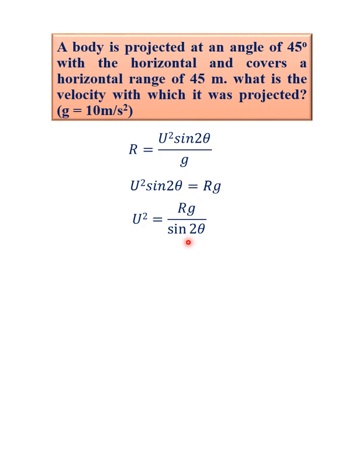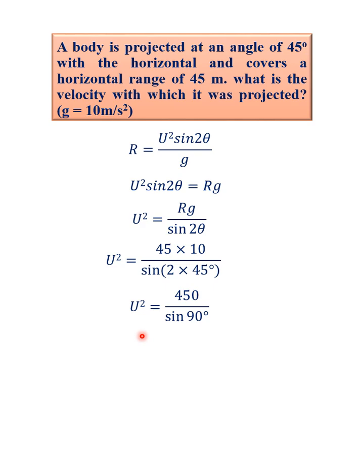Now we can put values into the right hand side of the equation, so that u squared will be equal to 45 for the range, because we are told that the range is 45 meters, times 10, acceleration due to gravity given to us, divided by sine 2 theta. Theta is 45 degrees, so we have sine 2 times 45. 2 times 45 gives us 90. 45 times 10 gives us 450. So u squared will be equal to 450 divided by sine 90 degrees.